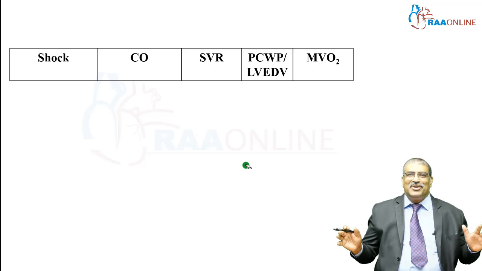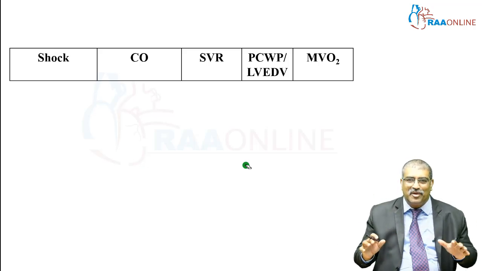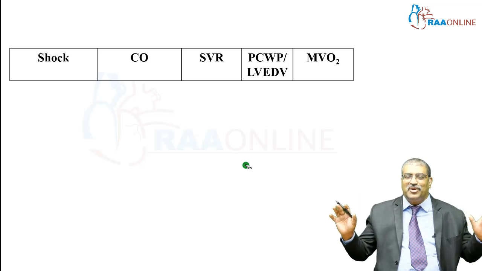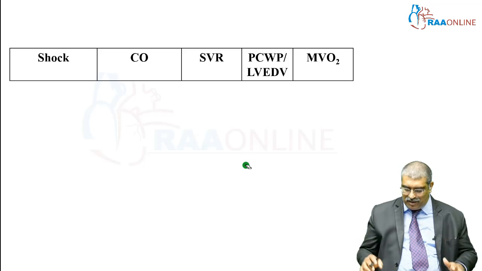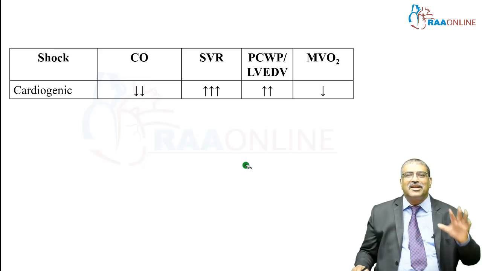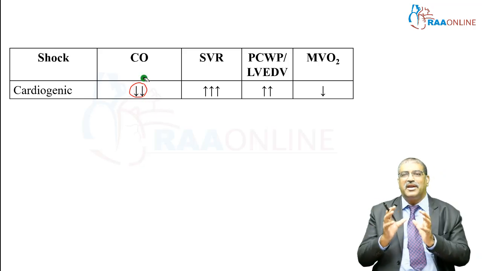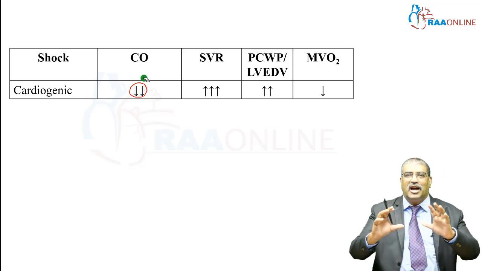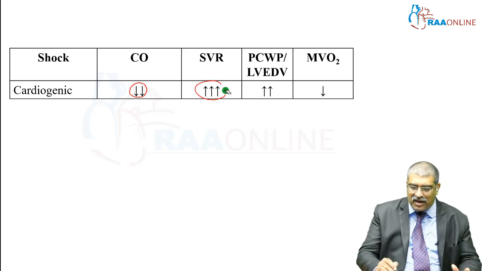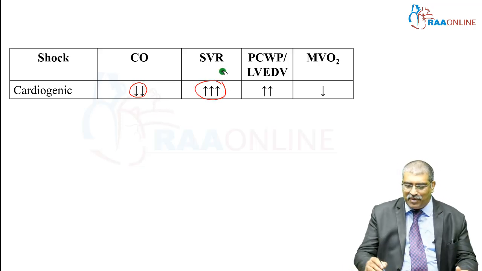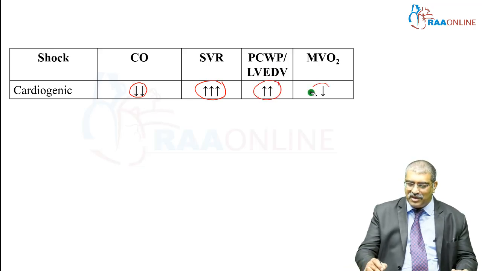So, finally, to compare the hemodynamics of various types of shock. Most of the time it is going to be hypotension and tachycardia. What happens to other parameters? In cardiogenic, your cardiac output is low. Heart as a pump fails and fails to send adequate cardiac output. Your SVR will be high. Your pulmonary capillary wedge pressure or left ventricular end-diastolic volume is going to be high and mixed venous oxygen is low.